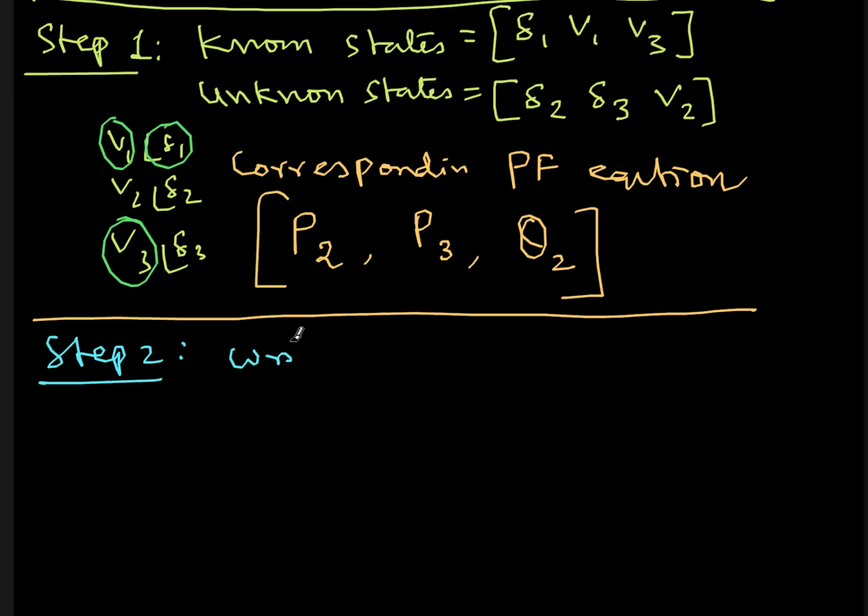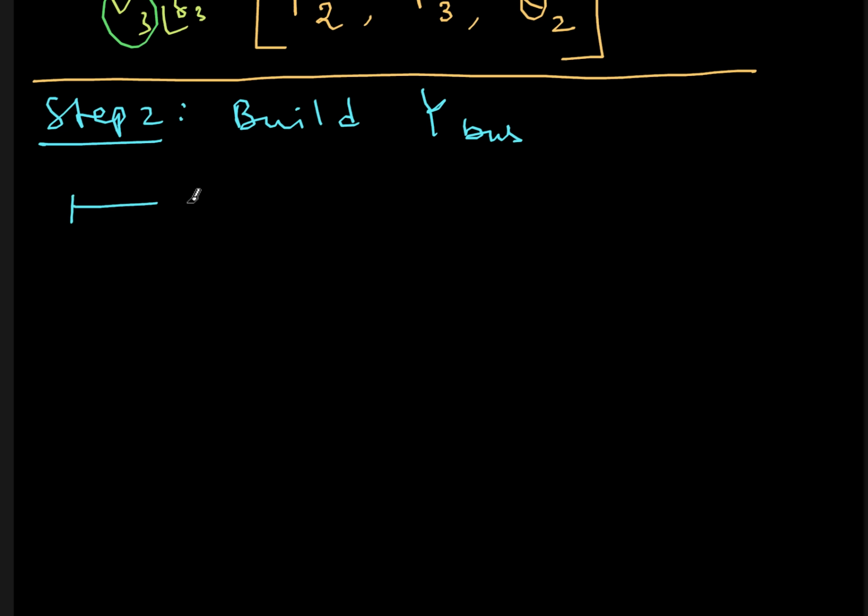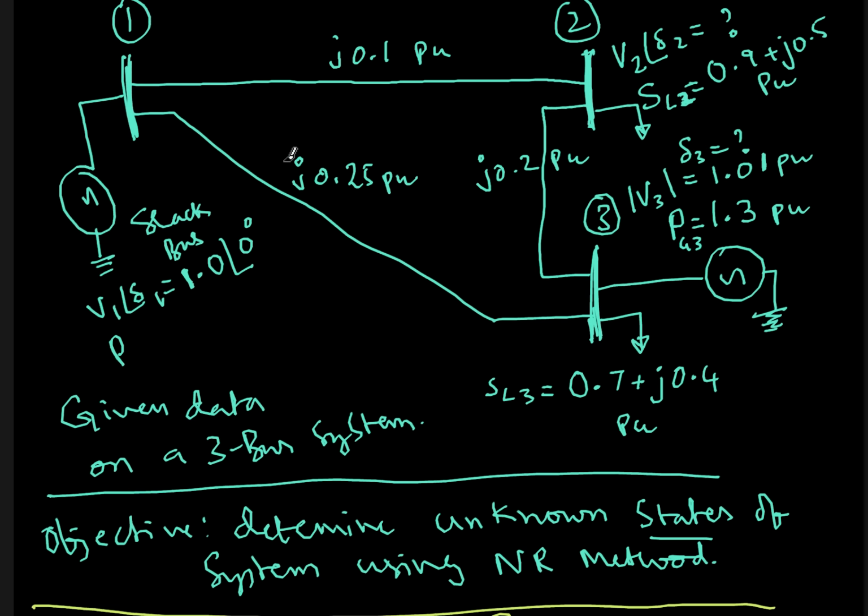Step 2 is write down the equations. Or even before I write down the equations, let's build a Y bus. These are parallel steps, so you can do them anytime. I'll draw a very short network. The line between 1 and 2 is j0.1. If I invert this, I get the admittance Y12 is minus j10. Similarly, Y23 is minus j5, because 1 divided by j0.2 is this. And 1 divided by j0.24 is Y13, that is minus j4.